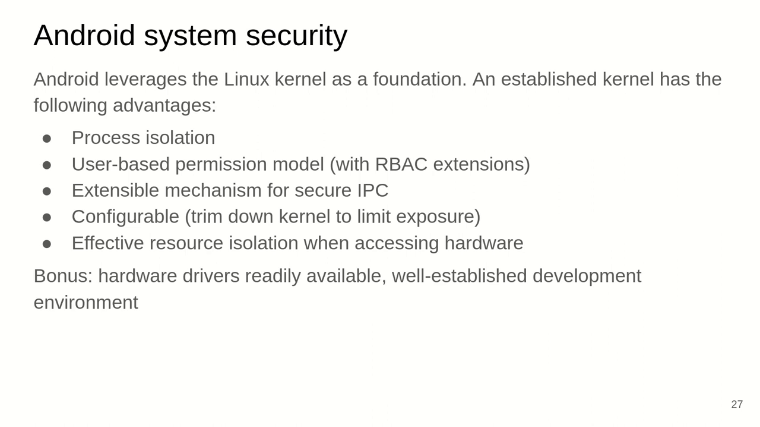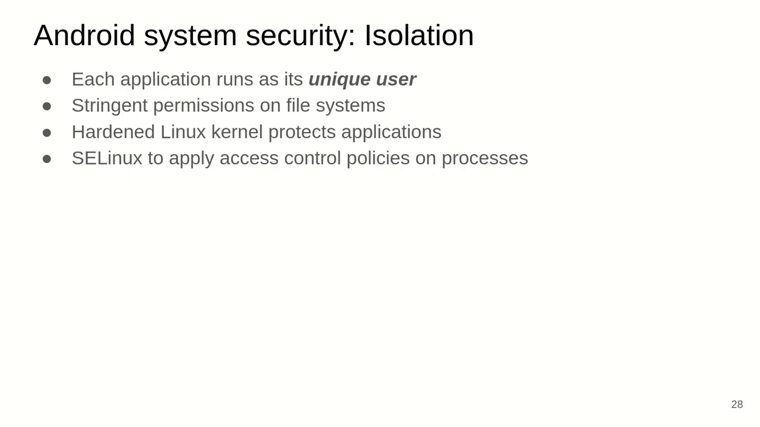And then the kernel also provides effective resource isolation for hardware accesses. The drivers are readily available because Linux has a long history on ARM. Now, the isolation that Android implements requires that each application runs as its unique user. There are stringent permissions on file systems where each user only has access to the few files that belong to the application. The hardened Linux kernel protects the applications, and SE Linux applies control policies on the processes to make sure that an application cannot escape its sandbox.